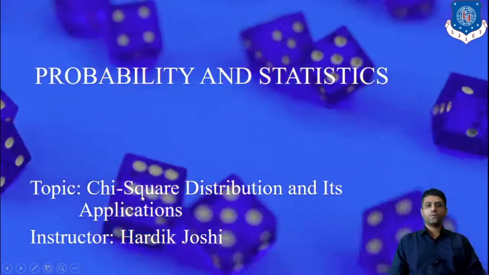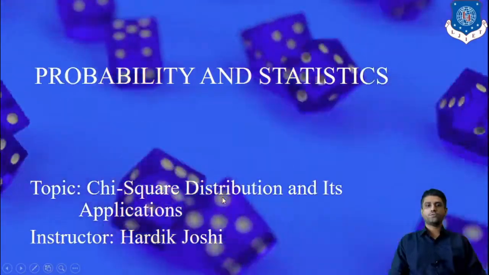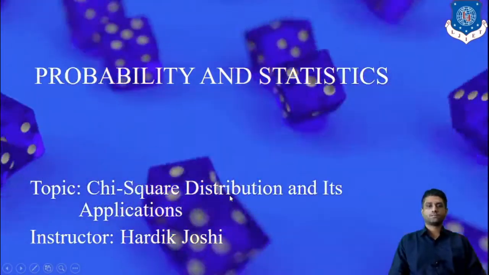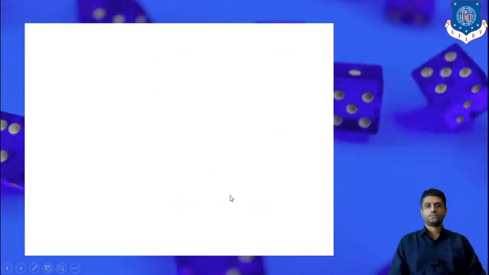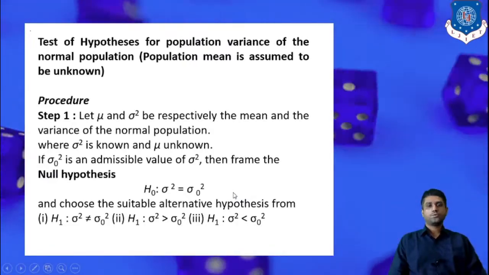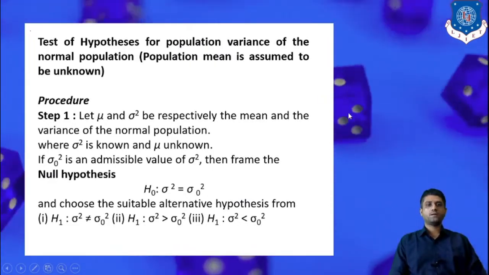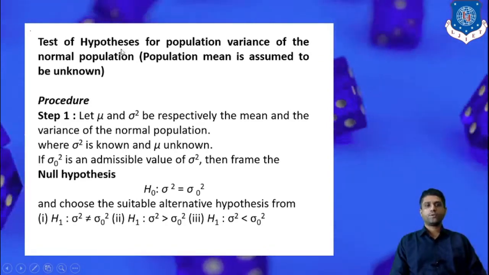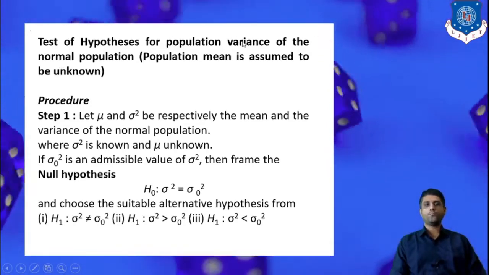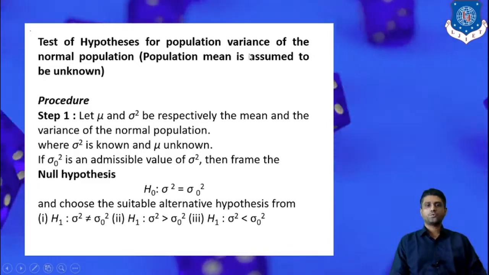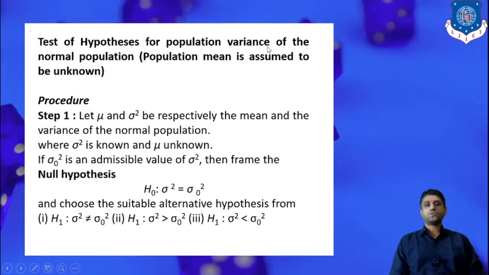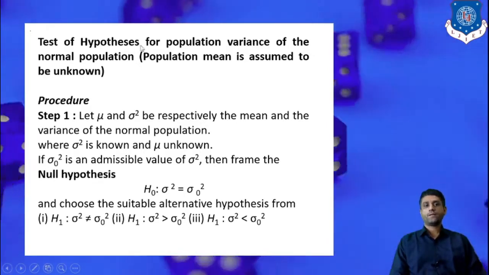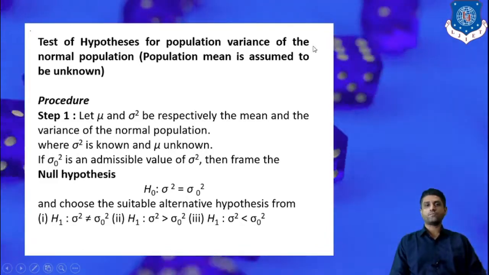Today we will learn about the chi-square distribution and its application. So let's start to see what the chi-square distribution is. First, the test of hypothesis for population variance. So this is the first basic difference: the test of hypothesis for the population variance of the normal population.